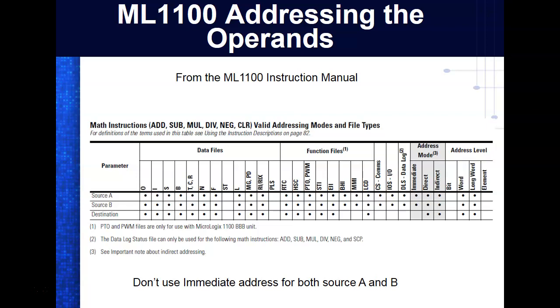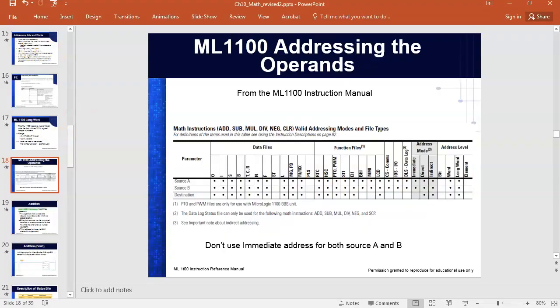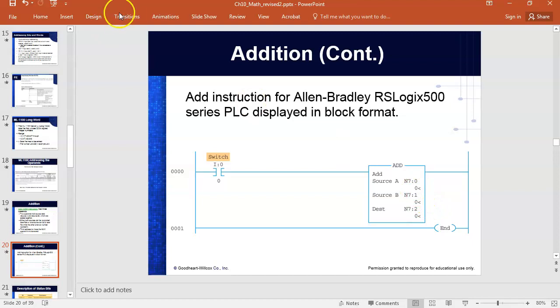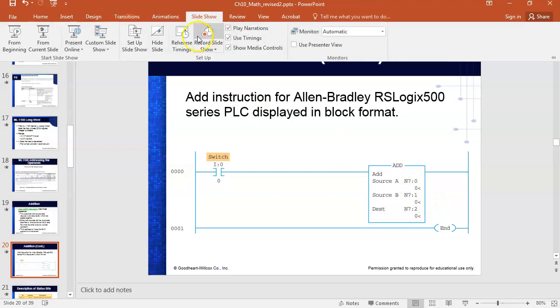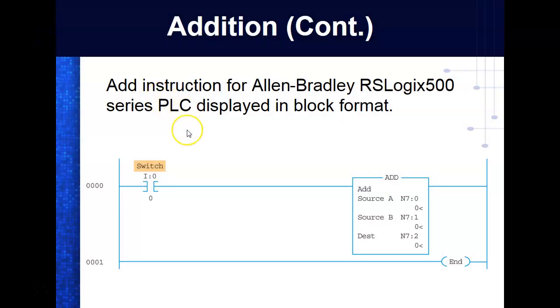So we got two sources. What are the two sources on all our math instructions? We have source A and source B. Well, right here, on this slide, these are not the operands. If I come up here and said source A and I put 10 up there, then this right here would be immediate addressing.